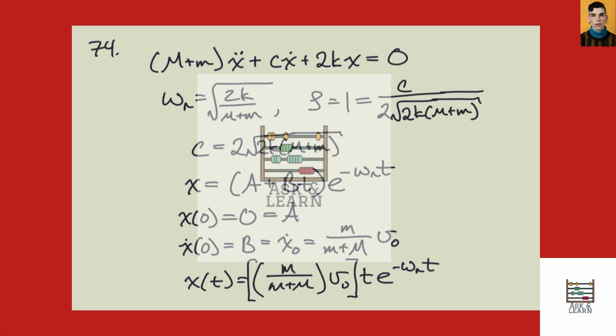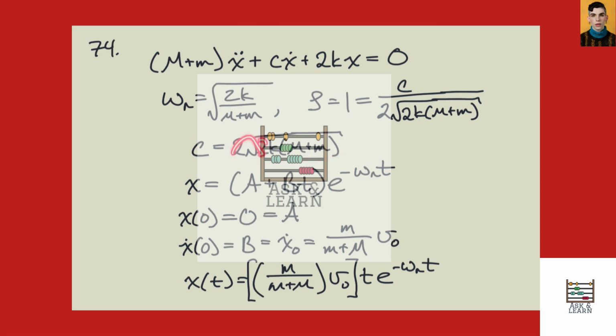Now they said to determine the dashpot for critical damping. Critical damping is when the damping ratio is 1, and that is the square root of the equivalent damping, which is just C, divided by 2 times the equivalent stiffness, which is 2k, times the equivalent mass, which is the total mass of the system in this case. So we can solve for this, and we get that C is this value here.